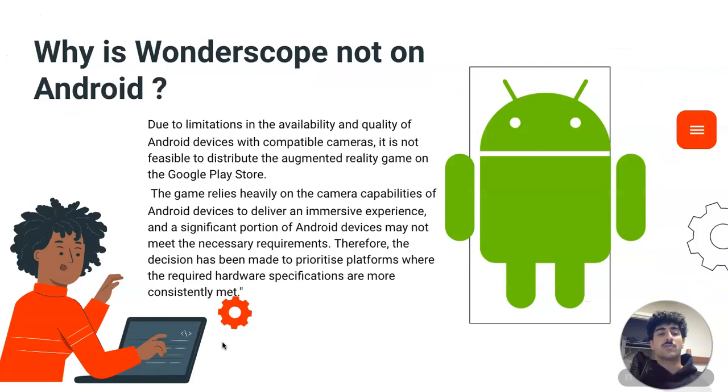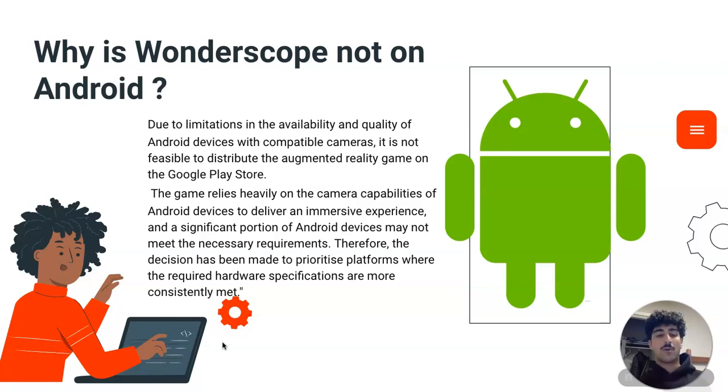Why is Wonderscope not on Android? So we look at Android. Android has a couple of different companies. You've got Samsung, Oppo, OnePlus as examples. Every single phone has a different camera specification. And Wonderscope, because it's such a high dimensional rendering process to its characters, some Android phones might not be compatible. And Android has over 13,000 different phones. So I don't think Wonderscope has made the right decision.